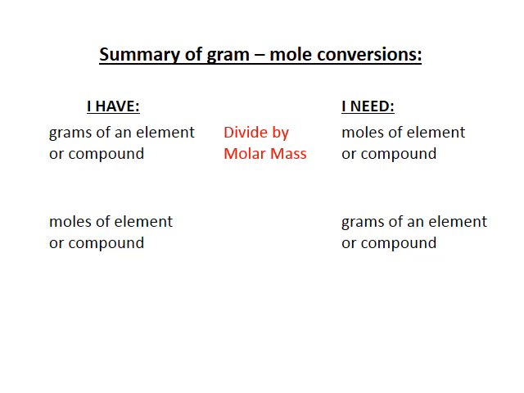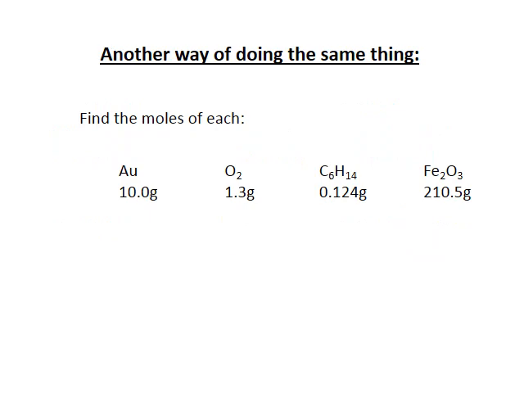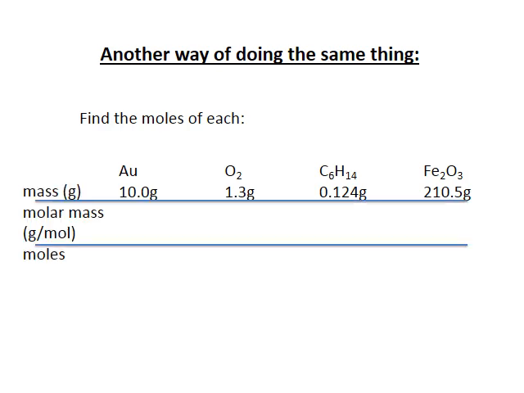If I've got moles of an element or compound, then I'm going to have to do the opposite. I'm going to multiply. And one way to set this up is by using the table that I have on the next slide here. So I need to find the moles of each of these quantities here, and what I do is I set this up like this. I start out with my grams on the top, grams per mole in the middle, and then moles on the bottom, and I do this always.